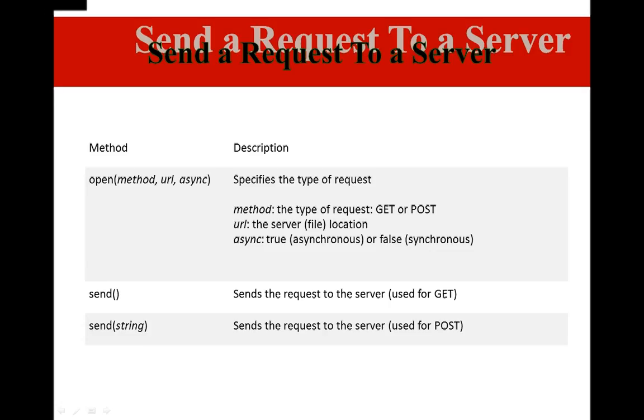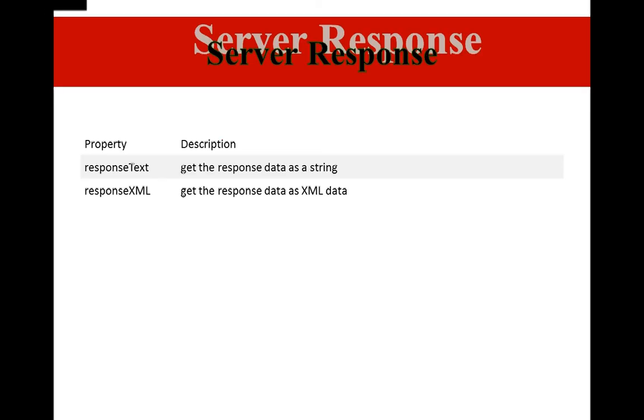The kind of communication you are doing with the server, is it asynchronous mode or synchronous mode? In Ajax we always do asynchronous communication. That's why we always write true as the last argument. And finally we send this request to the server. Once you send this request to the server, the server responds and generates the response either in the form of a string or XML data. When it is in the form of a string, you can get the responseText.